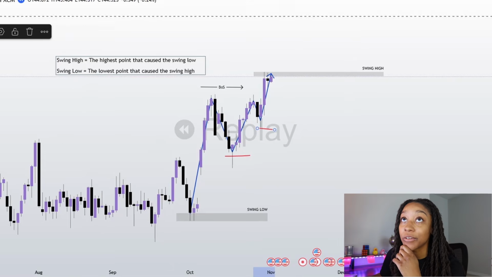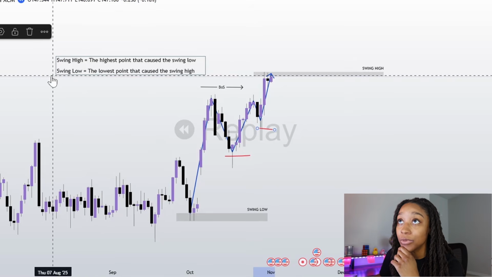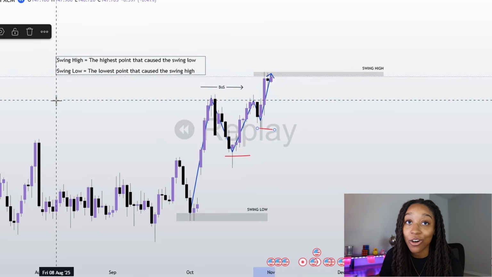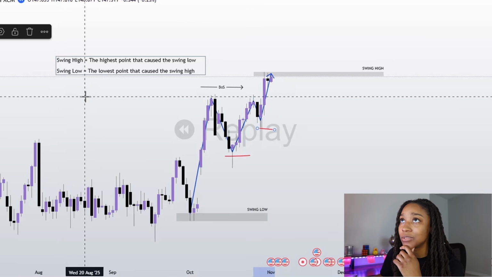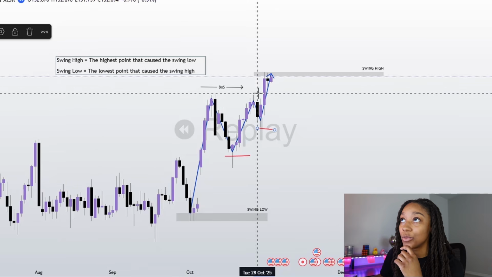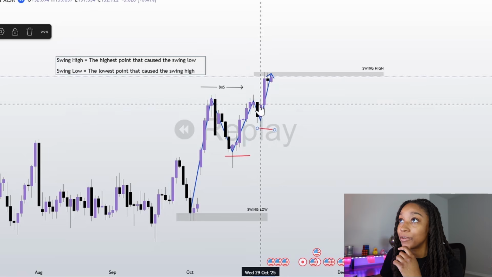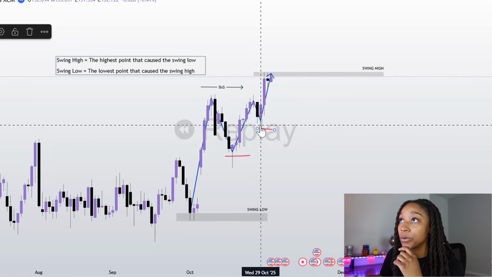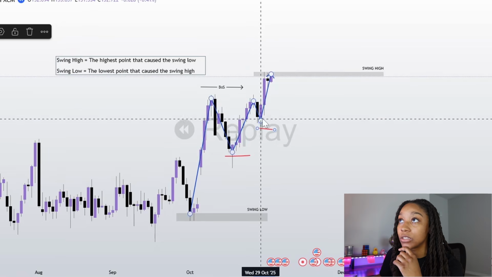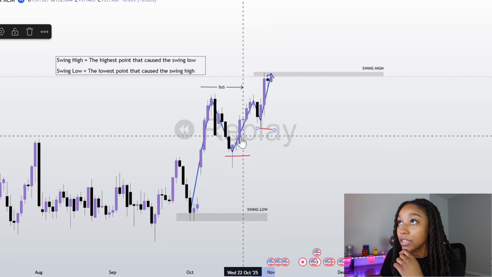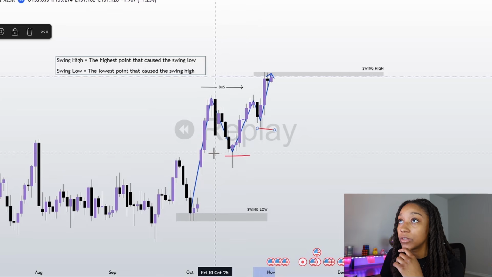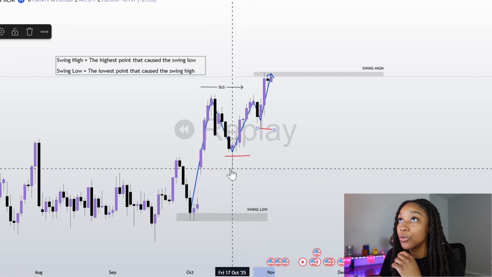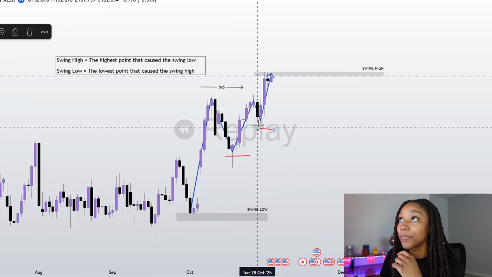Well, let's go back to the definition one more time. The swing low is the lowest point that caused the swing high. So if my swing low is the lowest point that caused the swing high, let's go back. Okay, so I'm going back in time. Okay, we made a low right here, but this is not the lowest low. So let's keep going. Okay, we made a low right here. Okay, so this is a pretty low low. Looking back, there is no other low that was created before we broke this high.